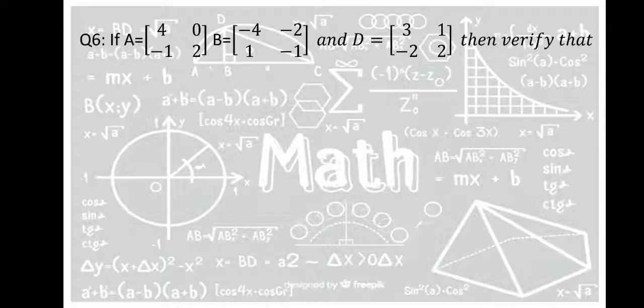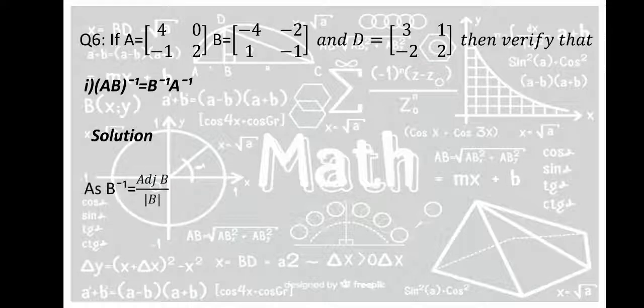Question number 6 is, if A matrix, B matrix and D matrix are given to you, then you have to verify that AB inverse is equal to B inverse A inverse. For that, first of all, calculate B inverse. What is B inverse? B inverse is equal to adjoint of B over determinant of B. Adjoint of B actually is the interchanging of the diagonal elements, that will be -1 and -4, and the non-diagonal signs will be changed, it will become 2 and -1.